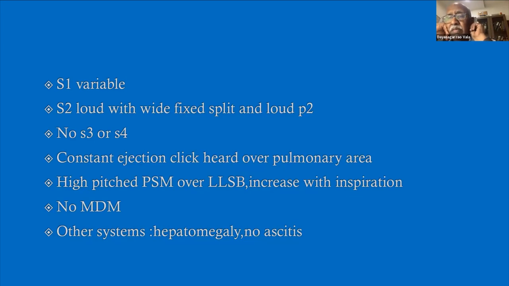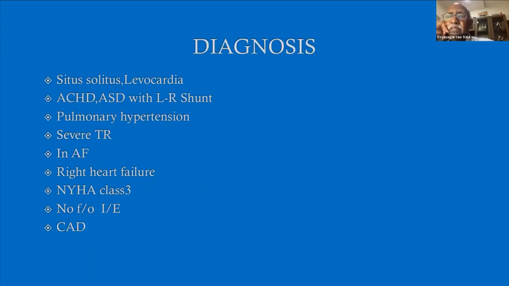So, what is the blood pressure you said? 130 by 70. Yeah, so he is not hypertensive to start. So basically, now you have to build up the diagnosis and then tell us what is the most likely diagnosis by clinical examination. My diagnosis: situs solitus, levocardia, cyanotic congenital heart disease, probably ASD with left-right shunt.